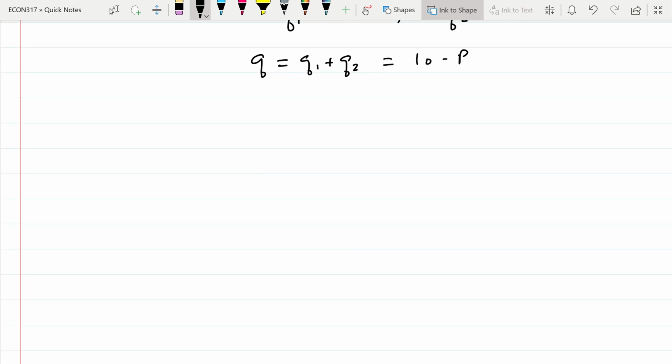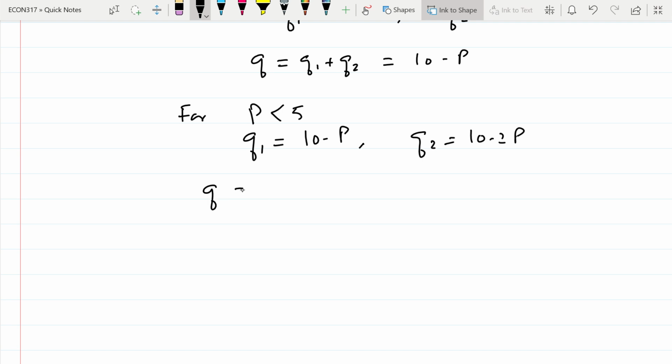Now we can go to the next step. We look at the price which is below $5. Now both the buyers are able to participate in this market. So Q1 is 10 minus P, Q2 is 10 minus 2P. So the market demand, the sum of these two, turns out to be 10 minus P plus 10 minus 2P. We get 20 minus 3P. So that's the market demand for all the price ranges.